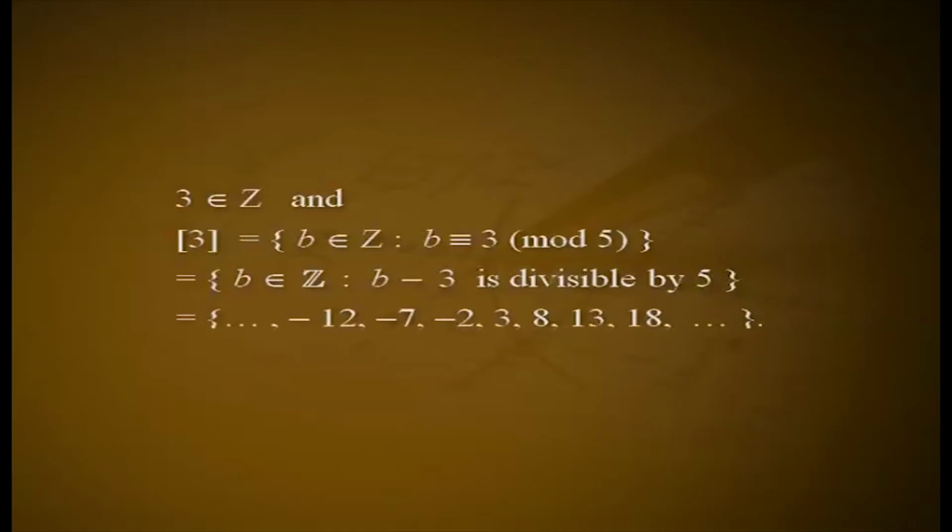3 belongs to Z and class 3 equals the set of all b belonging to Z such that b is congruent to 3 mod 5, which is equal to the set of all b in Z such that b minus 3 is divisible by 5, which is equal to the set of all ..., minus 12, minus 7, minus 2, 3, 8, 13, 18, and so on.